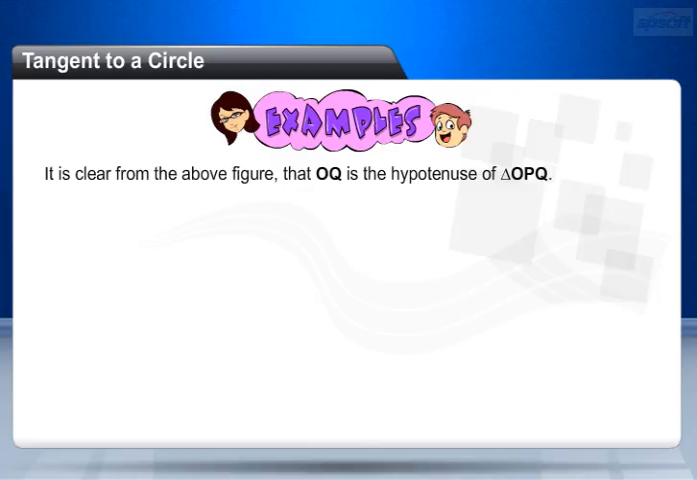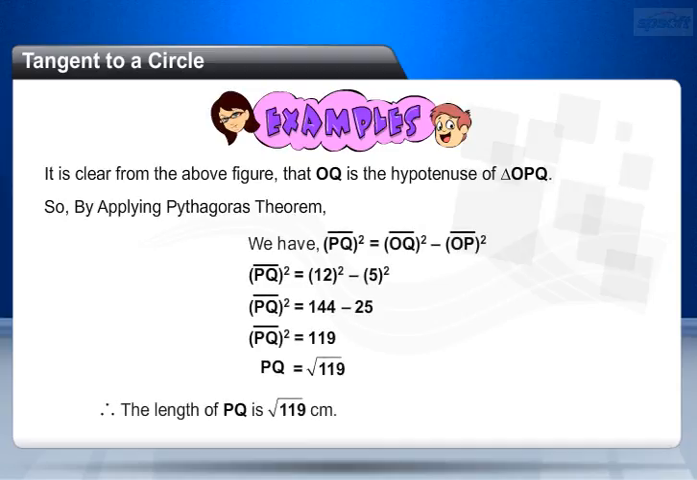It is clear from the above figure that OQ is the hypotenuse of triangle OPQ. So, by applying Pythagoras theorem, we have PQ squared equals OQ squared minus OP squared. PQ squared equals 12 squared minus 5 squared. PQ squared equals 144 minus 25. PQ squared equals 119. Therefore, PQ is equal to square root of 119. Therefore, the length of the tangent PQ is square root of 119 cm.